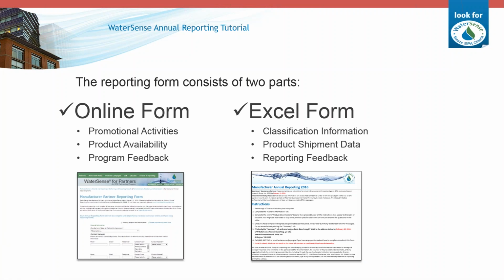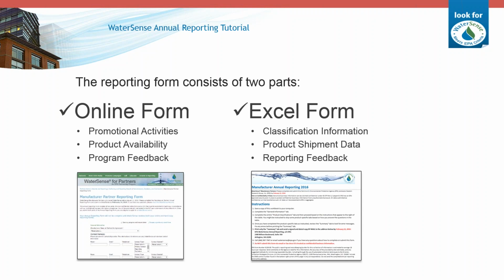In this tutorial, you'll learn more about the specifics of the plumbing manufacturer reporting process. The annual reporting form for manufacturers consists of two parts, the online form and the Excel form. The online form is used for feedback on promotional efforts, product availability, and the WaterSense program. The Excel form is used for reporting product shipment data, classification information, and giving feedback on the annual reporting process.